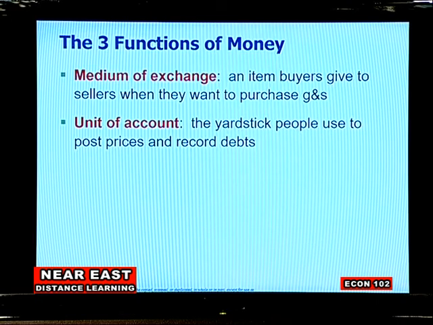First is medium of exchange. Going by the slide, money is a medium of exchange, an item a buyer gives to a seller when they want to purchase goods and services. So any item that a buyer gives to a seller in order to purchase goods and services is called money. The G and S in the slide is goods and services.